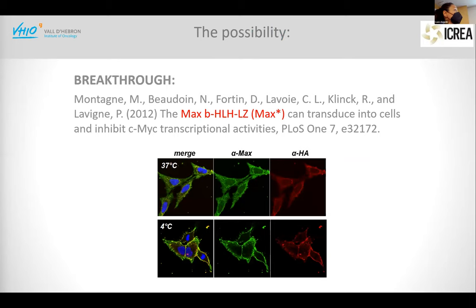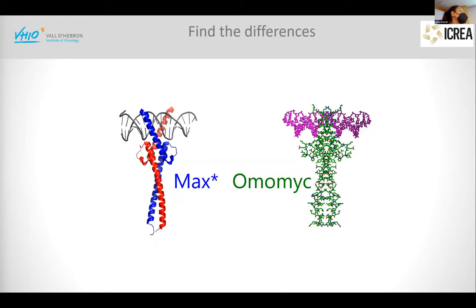And in 2012, somebody in Canada, in Sherbrooke, Pierre Lavigne, published a paper showing that Max, the bHLH zip of Max, the partner of MYC, you remember, can penetrate cells spontaneously and exert some anti-MYC activity. So Max and MYC and Omomic are very similar, not only in terms of structure, but also in terms of sequence. So I thought, if Max can penetrate cells, why couldn't Omomic do it? And if not, maybe you can modify it to make it a little more similar to Max so that we can use it as a directly deliverable protein.